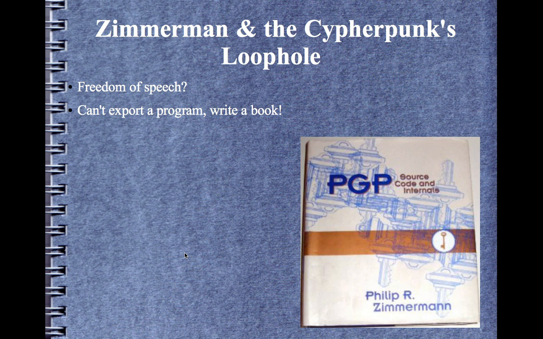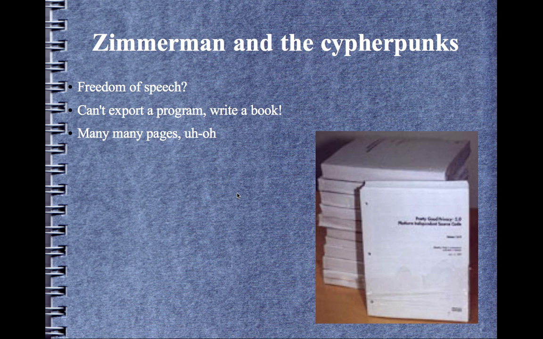Zimmerman and company published a book containing source code that allowed anyone anywhere to type the contents of the book into a computer, compile it, and have a working encryption program. The problem? The book was 907 pages long, and you'd have to type in every letter perfectly. While that's easier than writing the software from scratch, that's still a lot of work. The solution to this problem was brilliant.